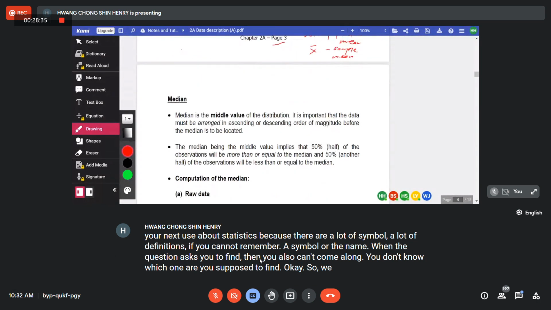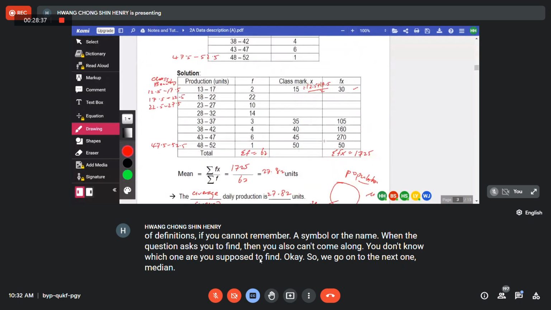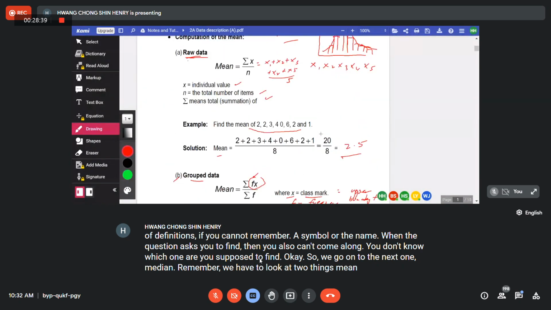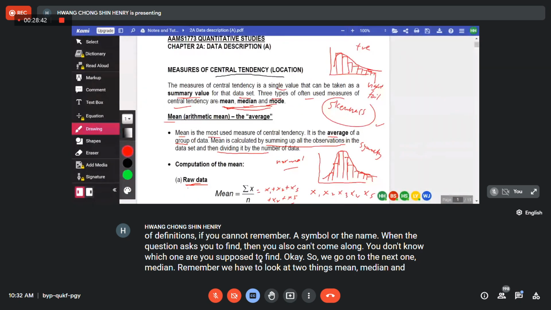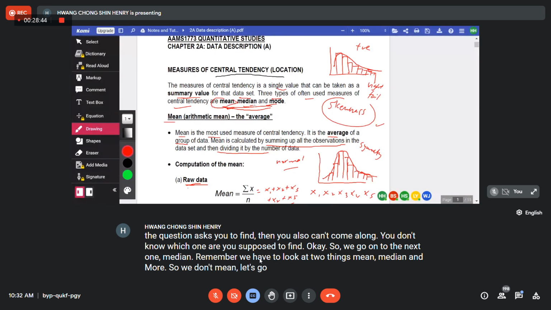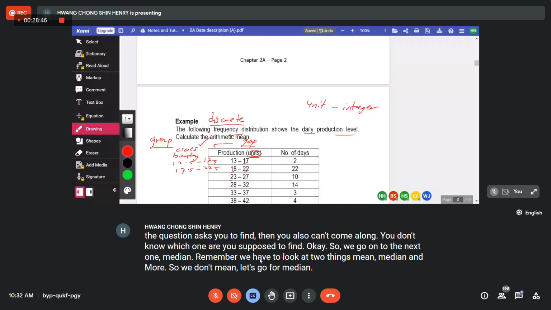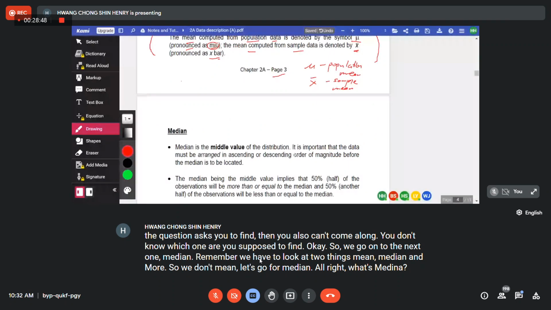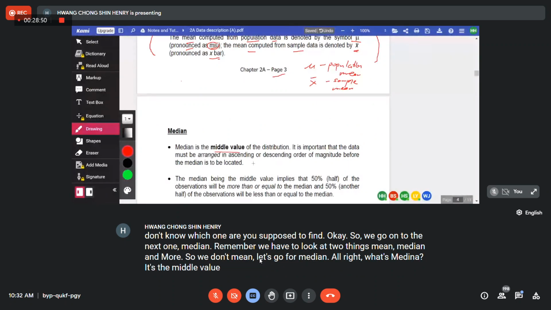So we go on to the next one, median. Remember, we have to look at three things: mean, median, and mode. So we are done with mean. Let's go for median. All right, what is median? It's the middle value. I'm sure some of you have already seen that. Median is the middle value.